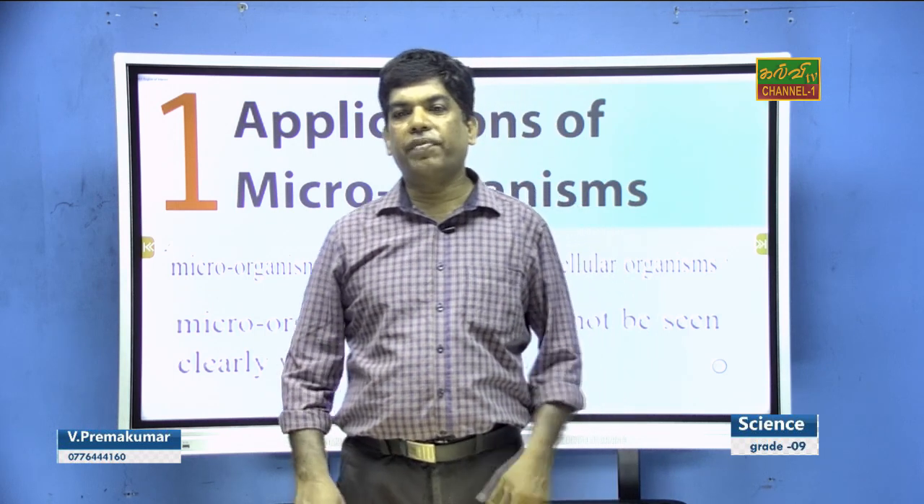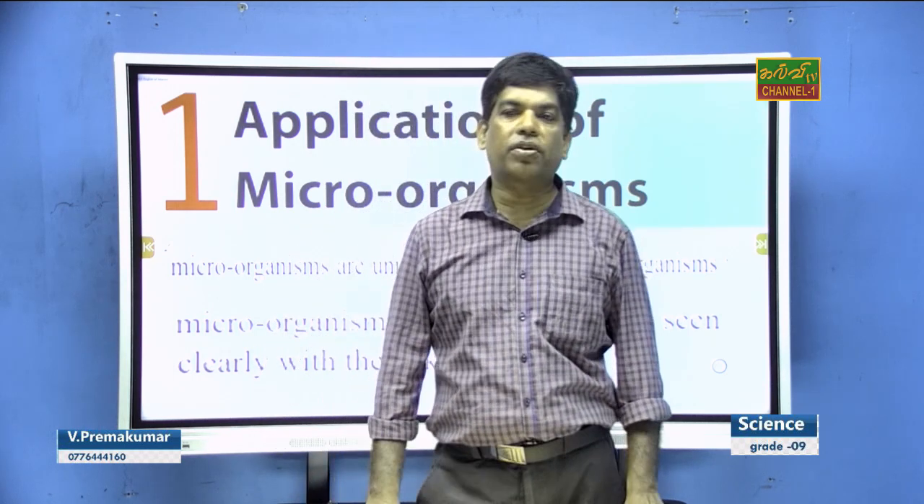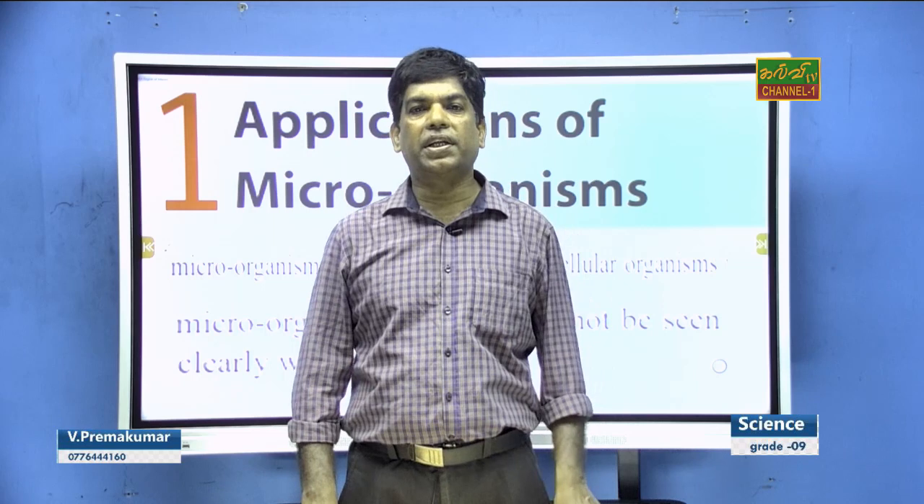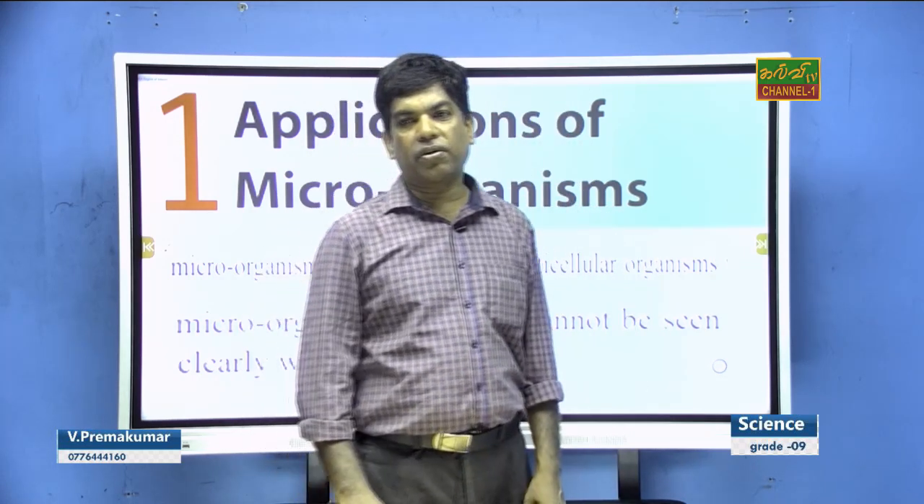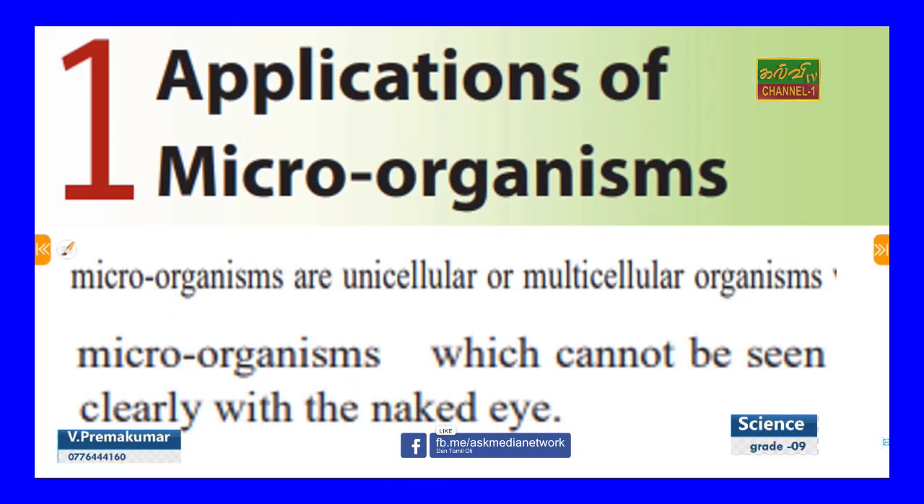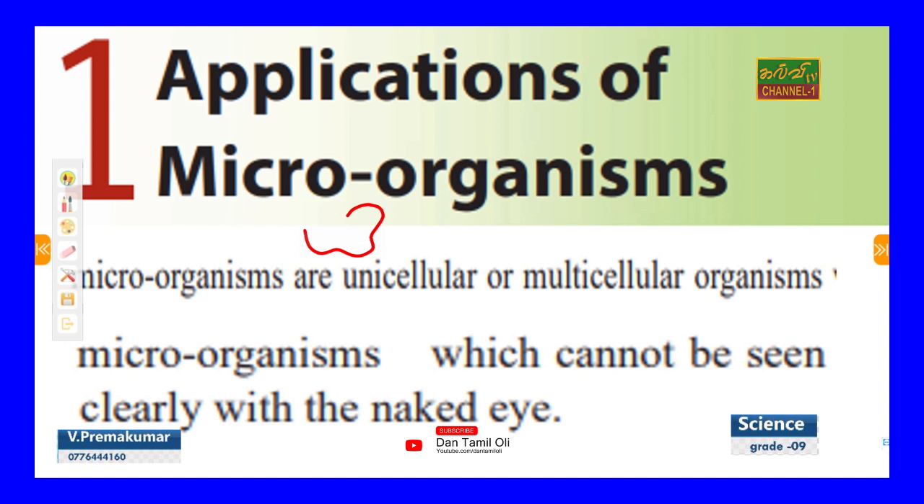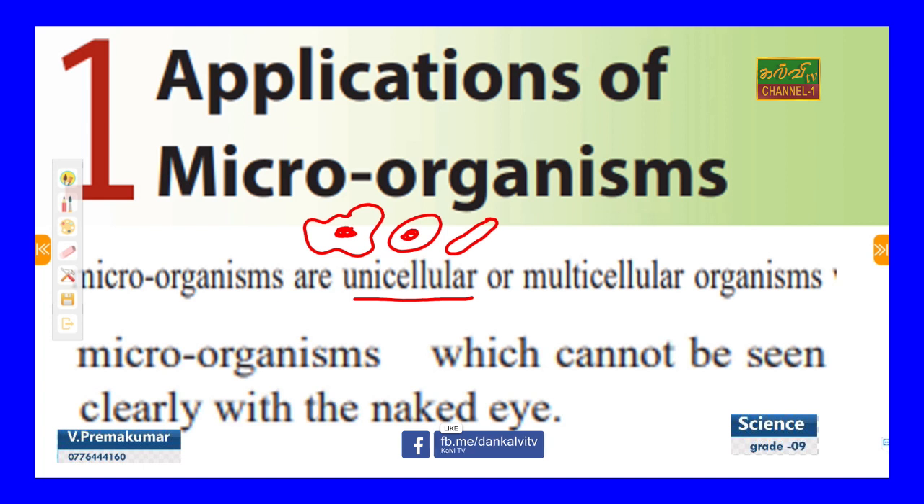Hi students, today we are going to study application of microorganisms, chapter 1 in grade 9 science. Right, application of microorganisms. See the screen now. Microorganisms are unicellular. Unicellular means we already studied unicellular organisms, the amoeba, yeast, right? Amoeba or yeast, some kinds of bacteria. These are found under the unicellular.